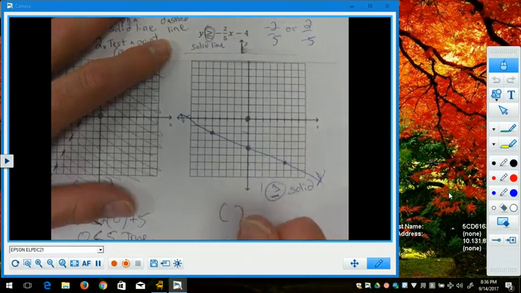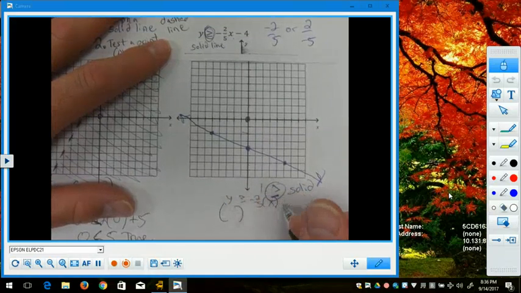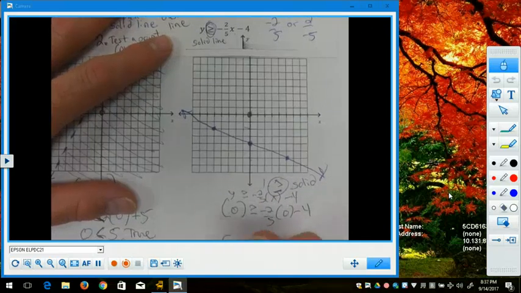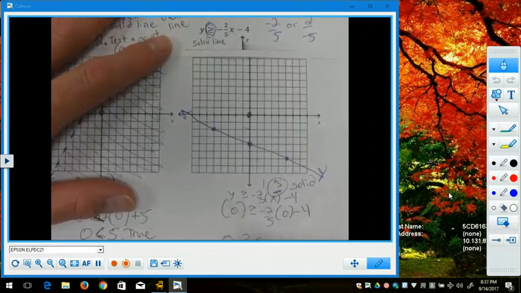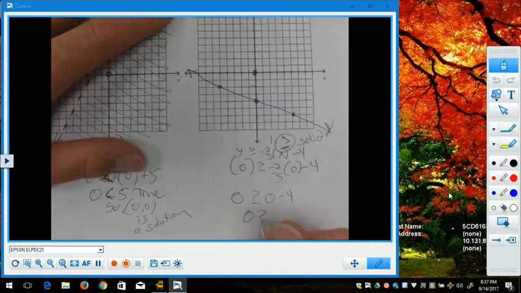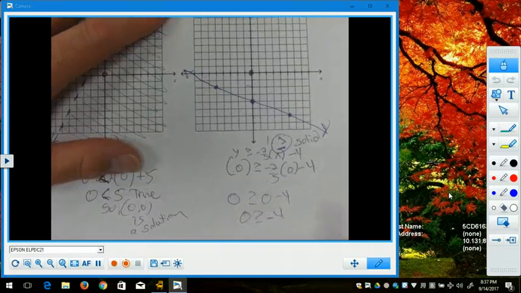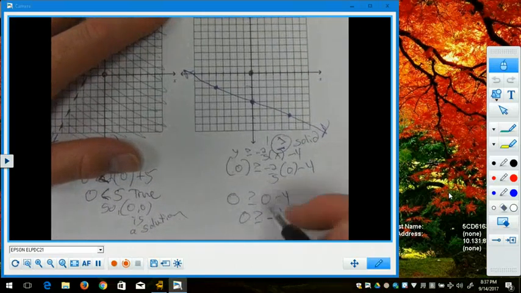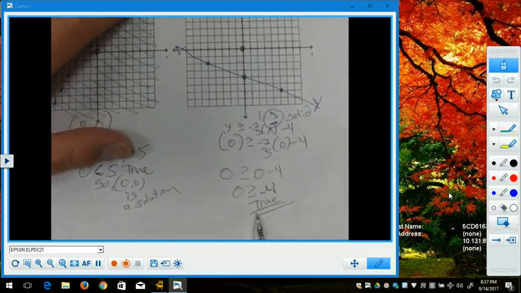So when I plug in for y, I have y is greater than or equal to negative 2/5 x minus 4. My y-coordinate is 0: negative 2/5 times 0 minus 4. This stays 0. Negative 2/5 times 0 is 0. So now I have 0 is greater than or equal to negative 4, which is true. This is a true inequality.